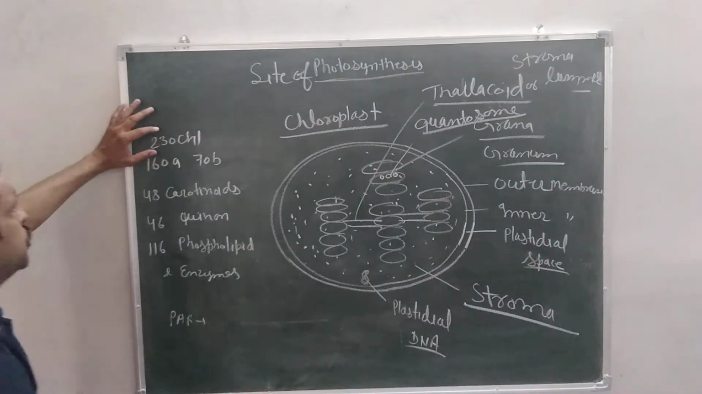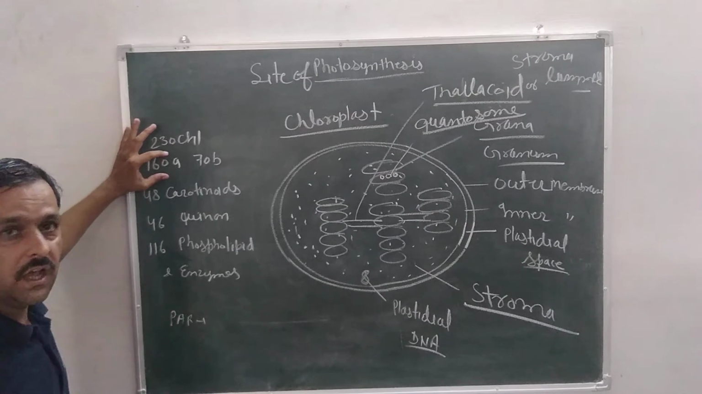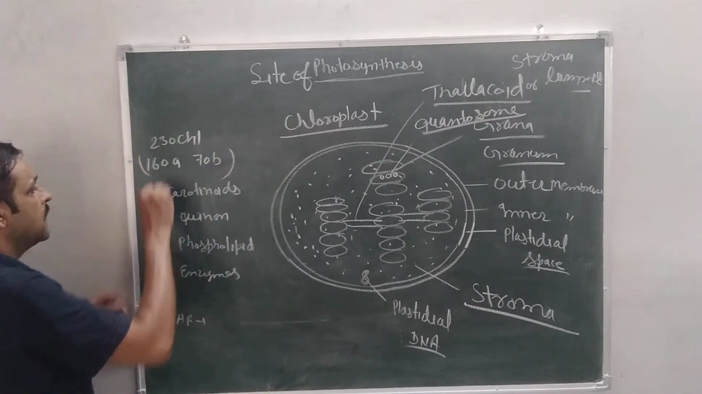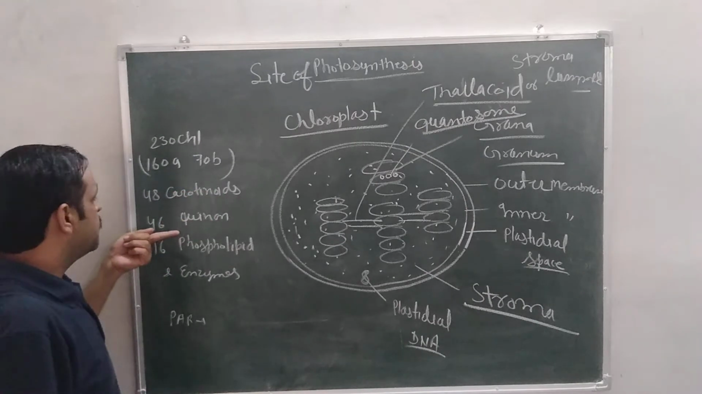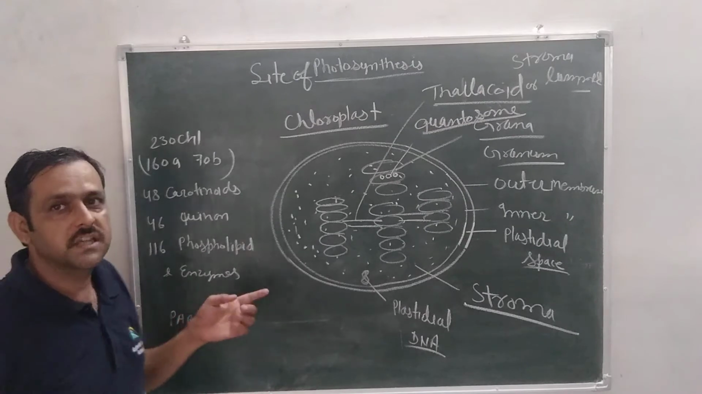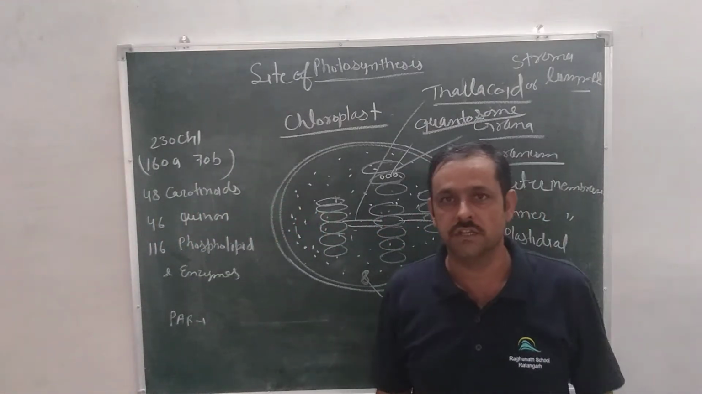Quantasomes has 230 chlorophyll molecules. Among them 160 are chlorophyll A and 70 are chlorophyll B. 48 carotenoids, 46 quinone, 116 phospholipid and some enzymes are present which are useful in the reactions of photosynthesis.